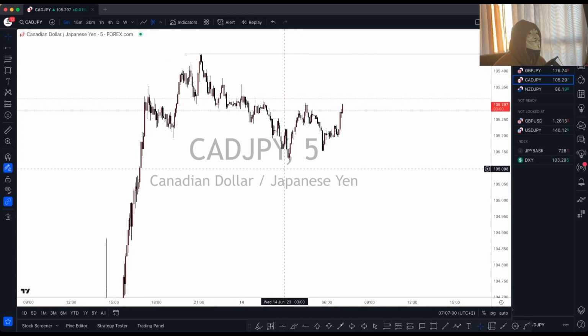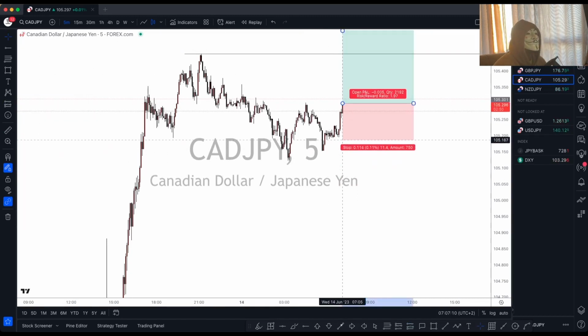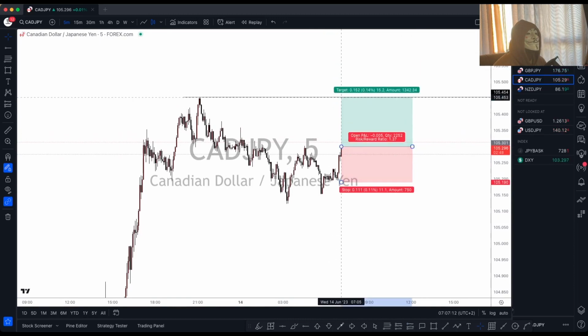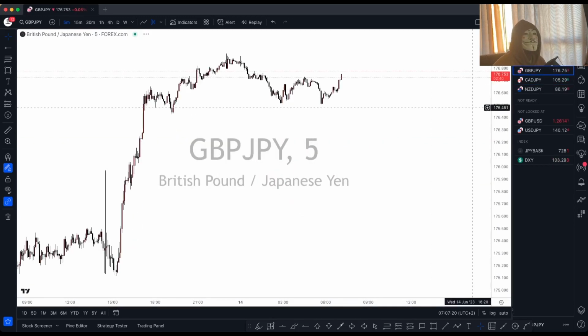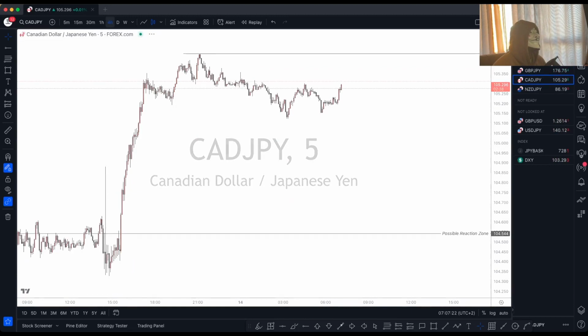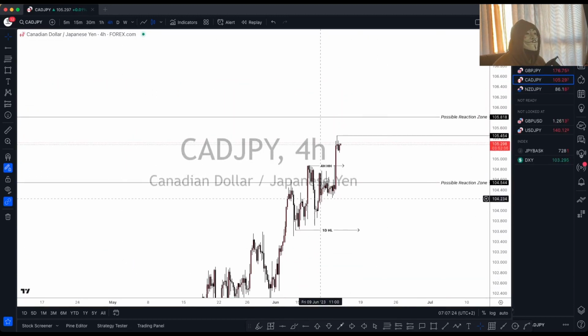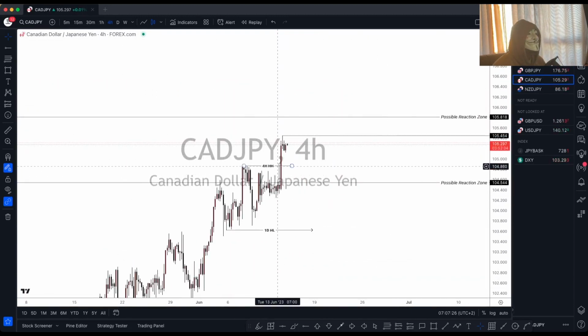And as you can see, we did break above this, came back to the demand, and I'm just going to be taking that trade just like this. This is a very aggressive and crazy scalp that I am willing to take. I don't think I'll be waiting for the entire move to come back. It might not even come back.